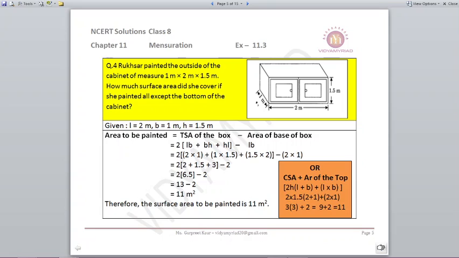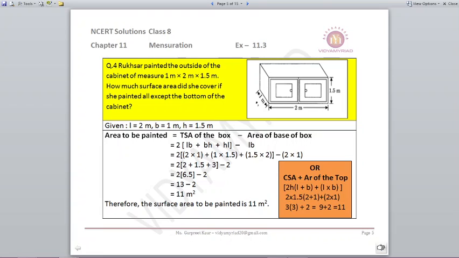So what we will do is, now TSA means all the 6 sides, that means we need to subtract the base from it to find out the area to be painted. Those are the 5 sides, that means all the 4 walls plus the top. So that is the TSA.